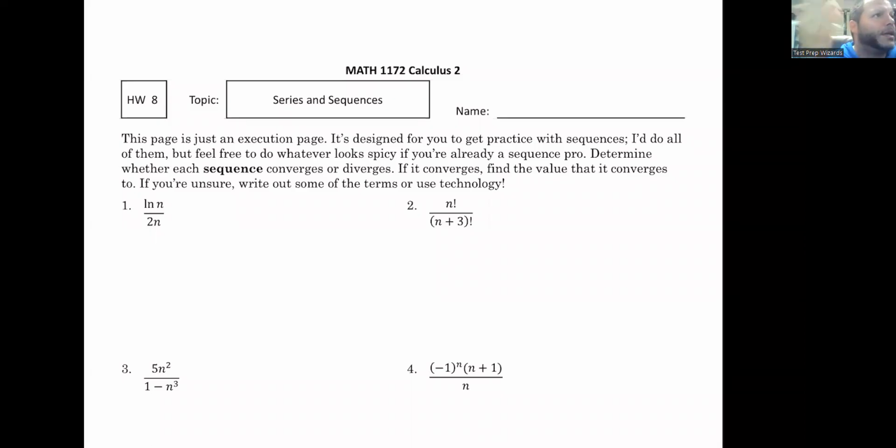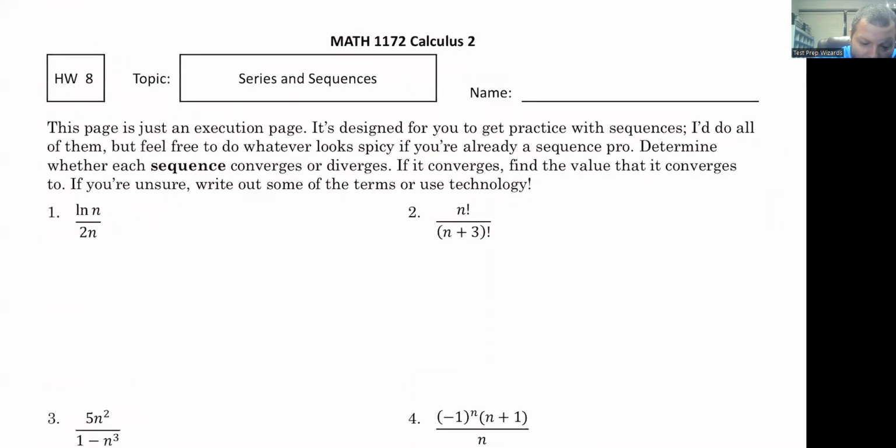And so on homework 8, this first page is just on sequences. A common mistake that students make is they confuse sequences and series, right? So the goal is to figure out whether these sequences, I'm going to say that like that every single time, converge or not. Really easy to do, right?